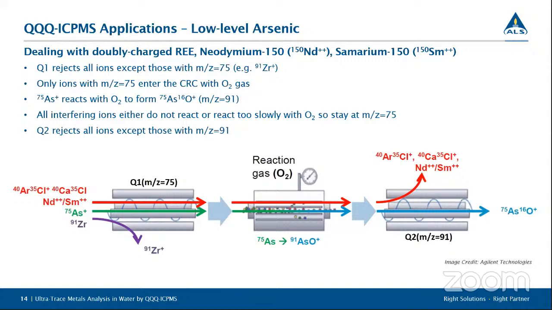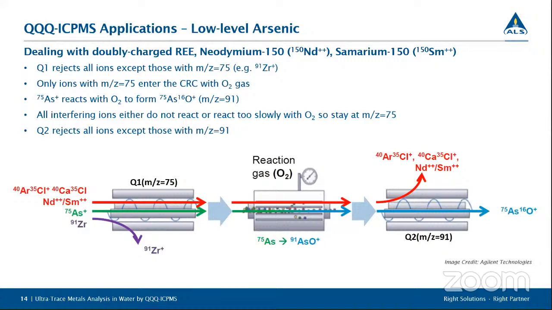So in the illustration below, Q1 filters all ions except those with mass charge 75 and allows them to enter the collision reactor cell. In the cell, the arsenic will react with oxygen to form an oxide and shift to mass 91. The interfering polyatomic and doubly charged ions do not react and remain at mass 75. Q2 is then set to mass 91, filters all the remaining interferences still at mass 75, and allows the mass shifted analyte to reach the detector.